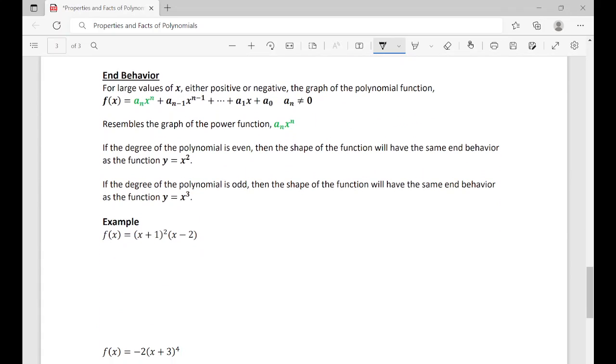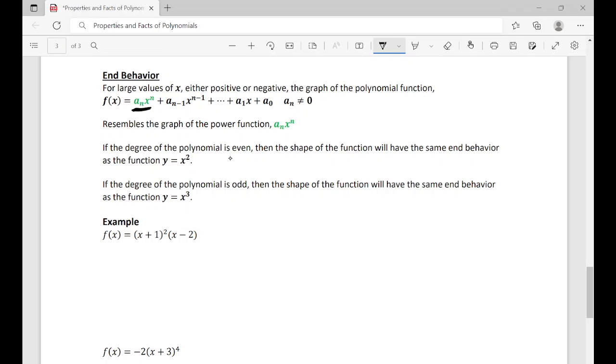Now we're dealing with end behavior, meaning where it starts and stops. So for larger values of x, either positive or negative, the graph of the polynomial function f of x is this whole thing here. But we're not really concerned with the whole thing. We really just need to know what the leading term is. So the rest of the polynomial is kind of just not necessary for this. We just need to know what it starts off with. And why we do focus on that is because what it starts off with is what it's going to resemble.